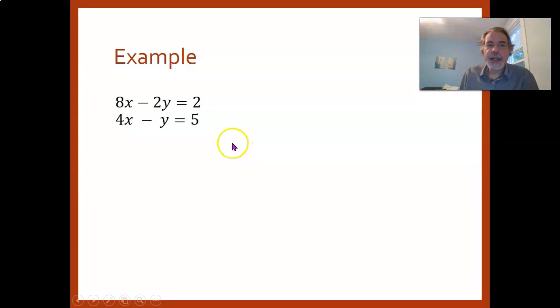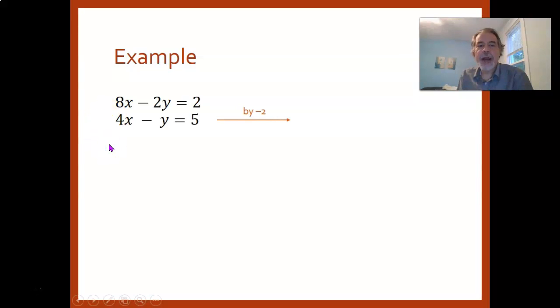So let's try this example. We have two equations here, 8x minus 2y equals 2 and 4x minus y equals 5. Let's see, I can eliminate the x's if I take the bottom equation and multiply it by negative 2. Because that would turn this into a negative 8 in front of this x to go with the positive 8 in front of the other x.